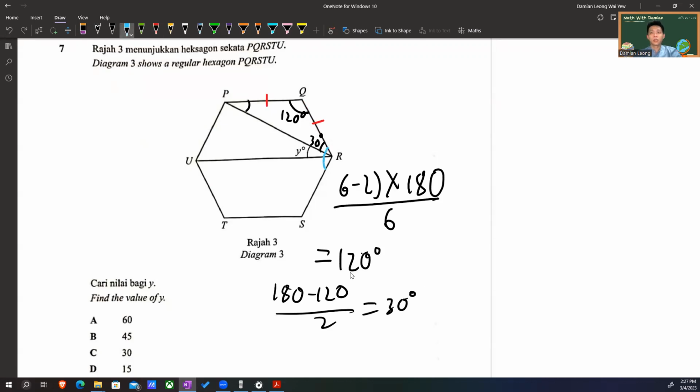Here to here is 120, and this line splits the whole shape in half. So here to here would be half of 120, 60 degrees. So y plus 30 is 60, means y must be 60 minus 30, which is 30. Answer C.